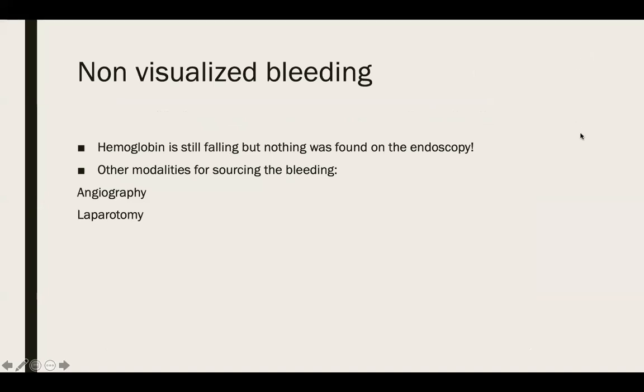But what if you don't see anything in endoscopy? What kind of modalities can you use? So normally what you do if you didn't see anything in endoscopy is you would do a second endoscopy the next day to see if anything was visualized. After that, you can use things like angiography, so you can visualize the arteries themselves with angiography. And if the patient still has a low BP and low hemoglobin and you think they're bleeding somewhere, you have to go in eventually and do a laparotomy if you can't visualize it.